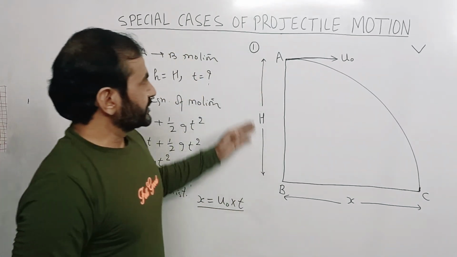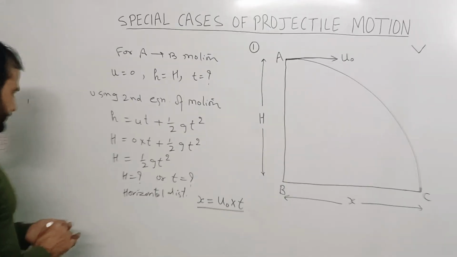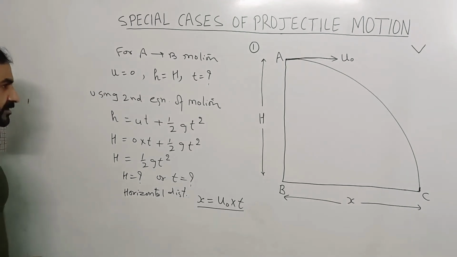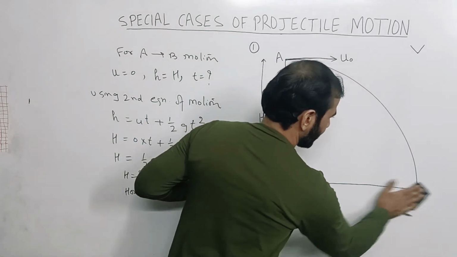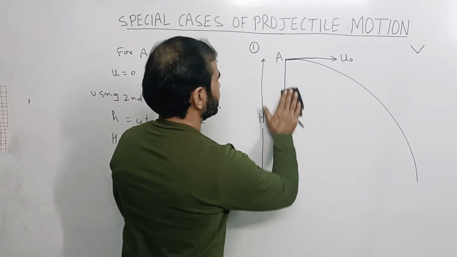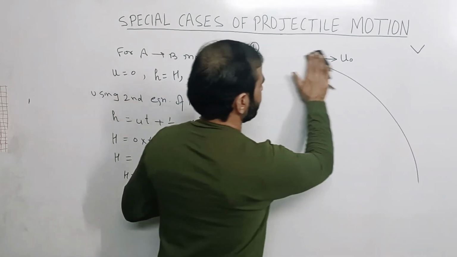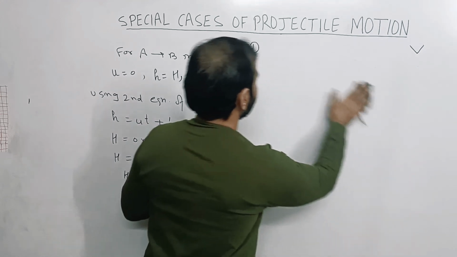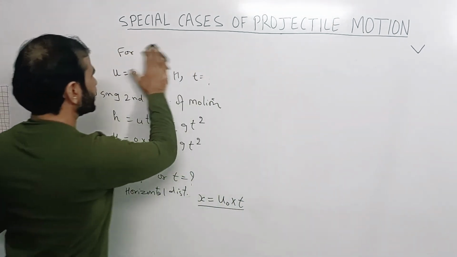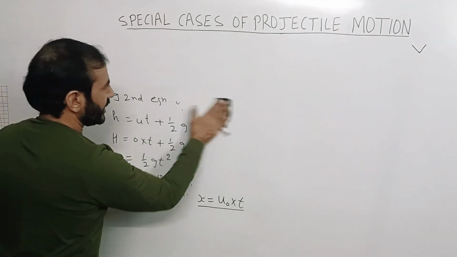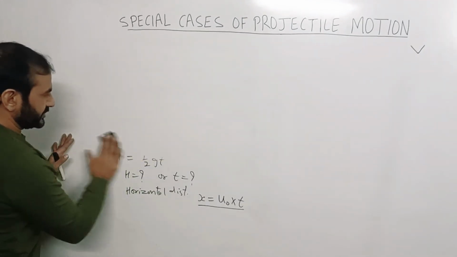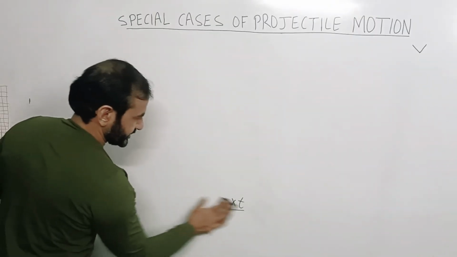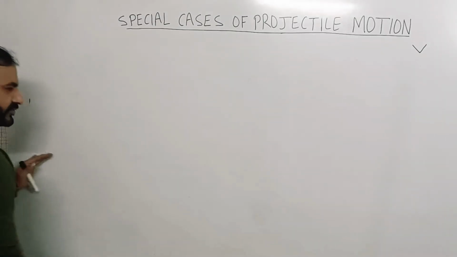Okay, this is case 1. Now case 2: the body is thrown at an angle theta up with horizontal. In case 1 the body was thrown horizontally, but now I am taking another case in which the body is thrown at an angle theta up with horizontal. See how time is to be found and the horizontal distance. We will find time and horizontal distance in each case.